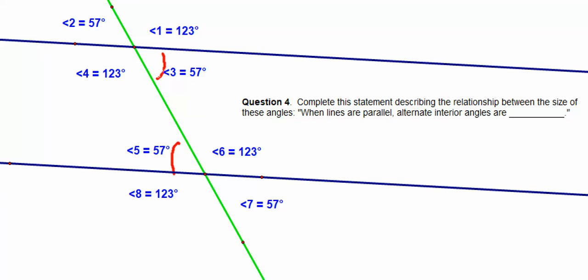The goal of this assignment is to look for a pattern and figure out what is true about this type of angle. In question 4, complete this statement describing the relationship between the size of these angles. When lines are parallel, alternate interior angles are blank.